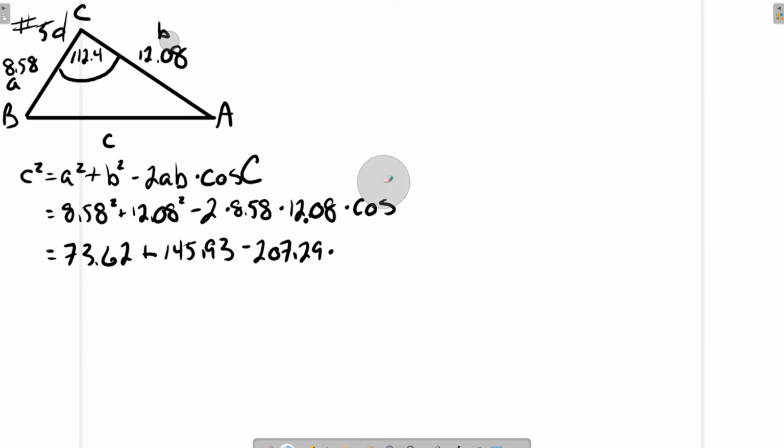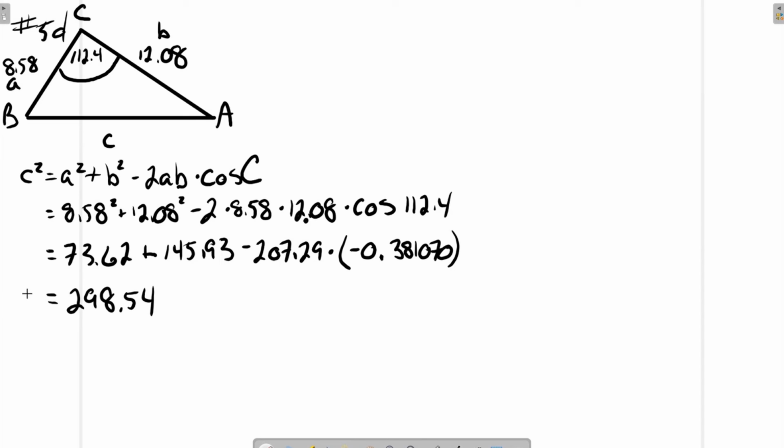Cosine of C, which was the cosine of angle 112.4. So when I calculate it out down here, I get the cosine of 112.4 is equal to negative 0.381070. Go ahead and do all of that equation in my calculator, and I end up with 298.54. That's C squared, so I need to get down to C, so I have to take the square root of 298.54, which is equal to 17.28.